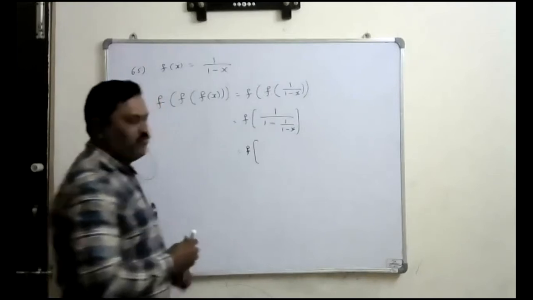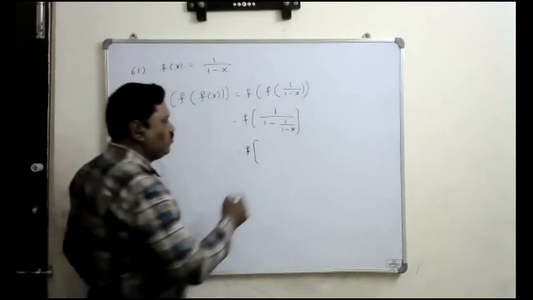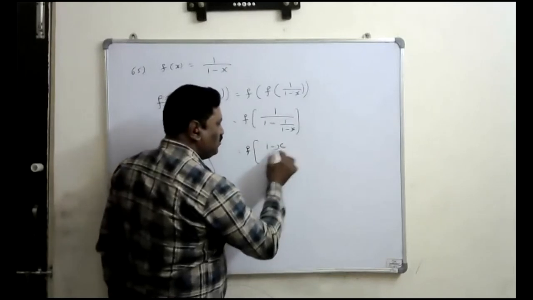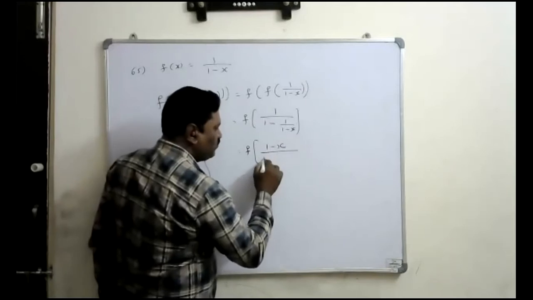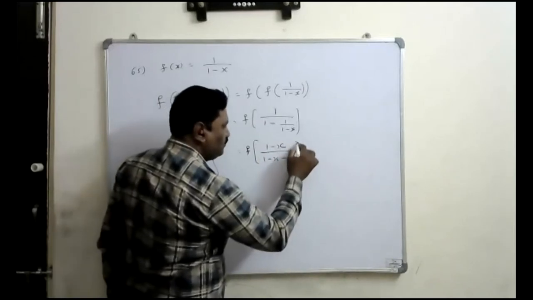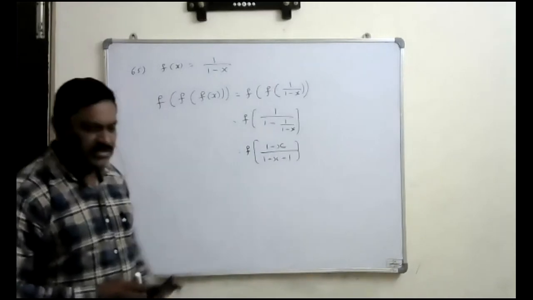Here the LCM is 1 minus x. That LCM comes to the numerator. So it is 1 minus x upon. After taking the LCM, 1 minus x comes here. 1 minus x into 1, that is 1 minus x minus 1, where 1 gets cancelled.